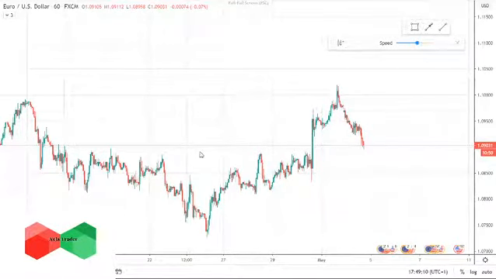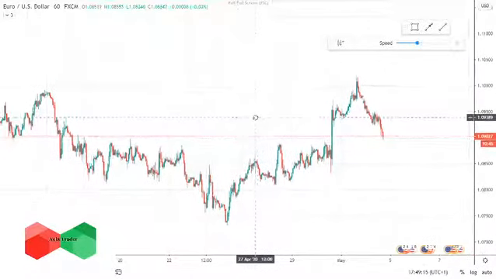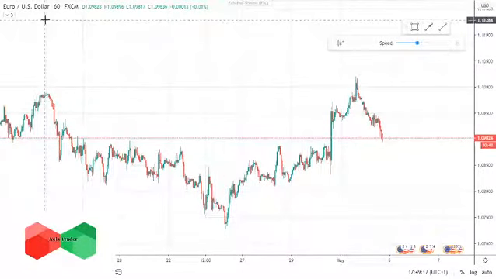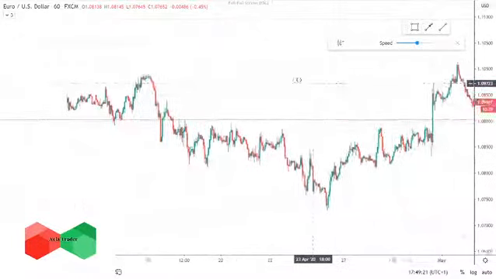Forex. Let's mark charts. Simple as that. Let's mark some charts. Okay, so we're on the euro to the dollar, 1 hour chart. Very simple. Let's mark some charts.